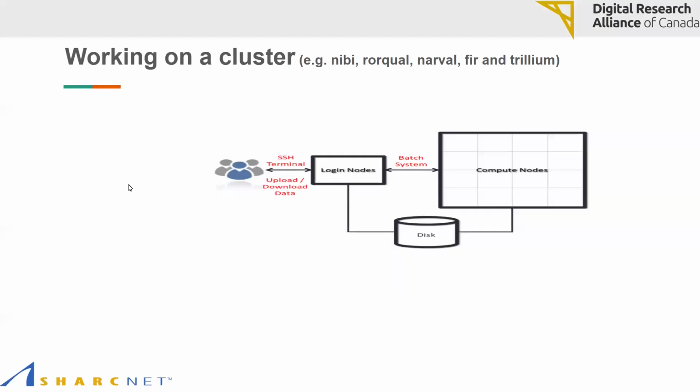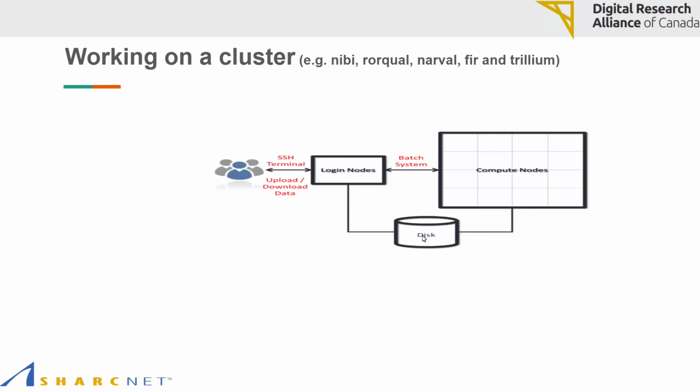Okay, let me start with this picture to give some general information about working on a cluster. We have five major clusters across the country in the Digital Research Alliance of Canada. Nibi is one of them, which is located at Waterloo University and managed by the Sharcnet team.